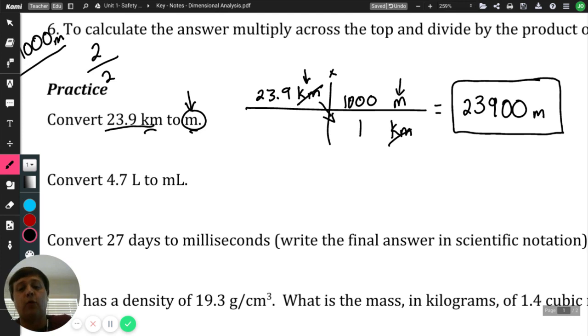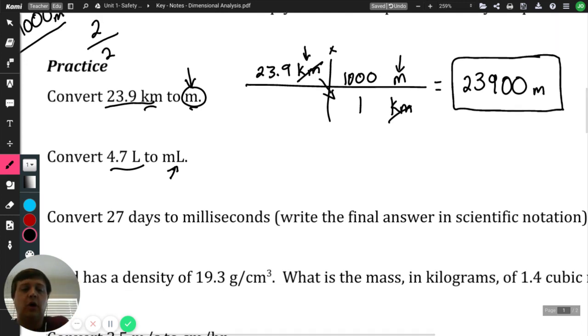So I have 4.7 liters, okay? I'm trying to go from liters into milliliters. And again, I know that y'all could do this quickly using your metric conversions that we taught you earlier, but let's go ahead and do it the dimensional analysis way. So first thing I do with dimensional analysis is think about, what do I know? Well, I know that I have 4.7 liters. So we always start with what we know, 4.7 liters.